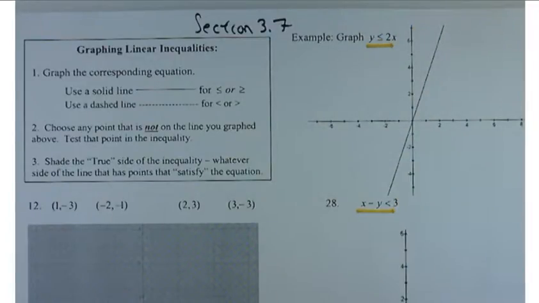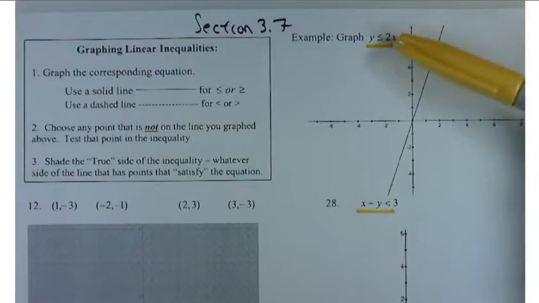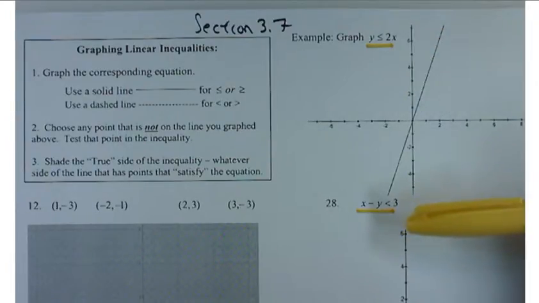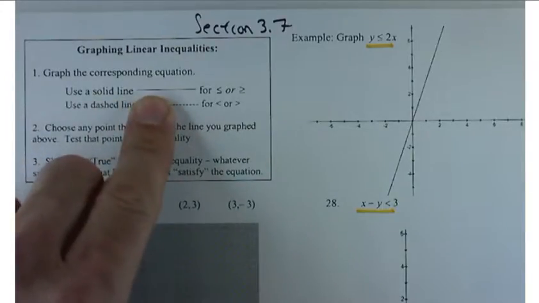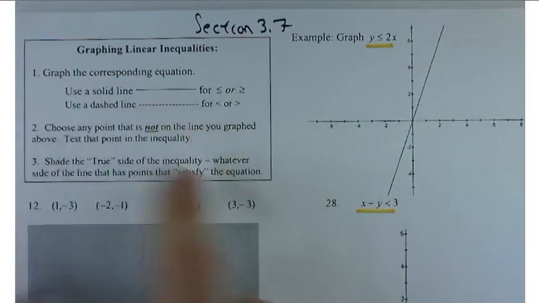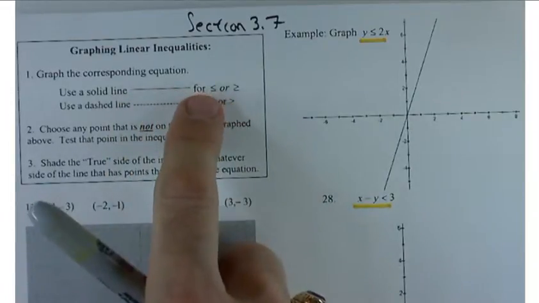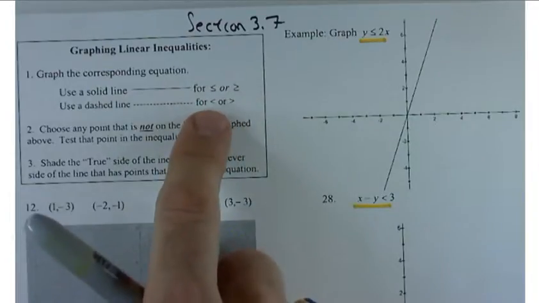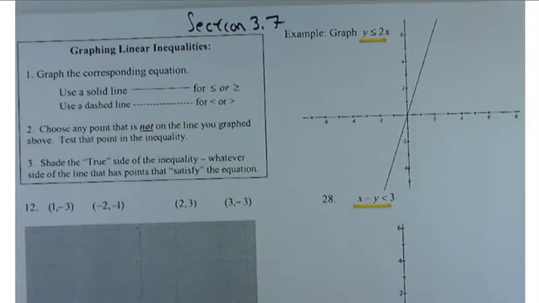One of those four. Now, part of your work is going to be the same as graphing the corresponding linear equation, that is, if I had an equal sign here or here. But it goes a little bit beyond that. The first part of graphing a linear inequality is to graph the line, graph the corresponding equation. So graph y equals 2x. You're going to use a solid line if you have a less than or equal to or greater than or equal to, and a dashed line for a less than or greater than.